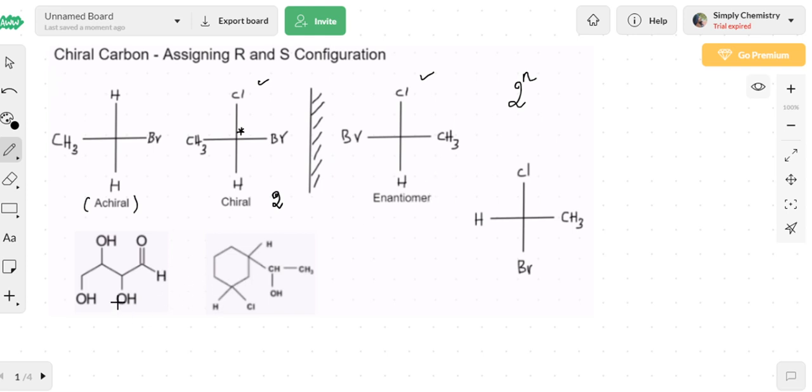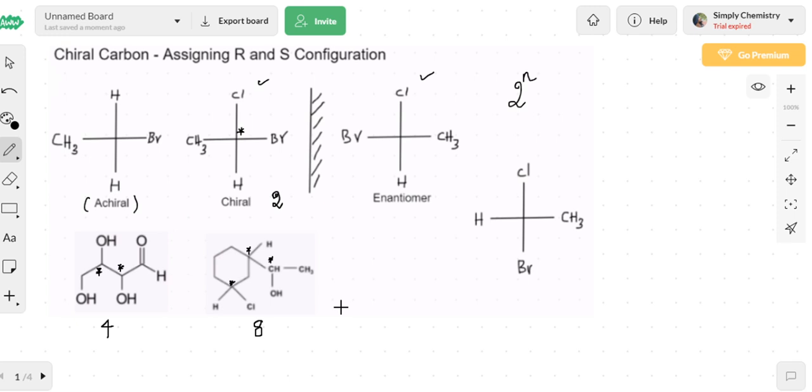Here I have given some examples for starters to find out the chiral carbon. In this molecule, we have a chiral center here and a chiral center here. There are two chiral centers, hence the possible stereoisomers are 4. Likewise for this one, we have 1, 2 and 3. So we have 3 chiral centers, so the possible stereoisomers are 8.